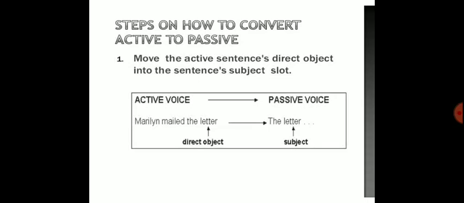Marilyn mailed the letter. In this sentence, Marilyn is the subject, mailed is the verb, the letter is the object. And in passive, our object is going to be subject, means here in active voice the letter is object, in passive voice this letter is going to be our subject. So simply exchange the places of the subject and object. The subject should become the object and vice versa while changing a sentence from active to passive voice or reverse.